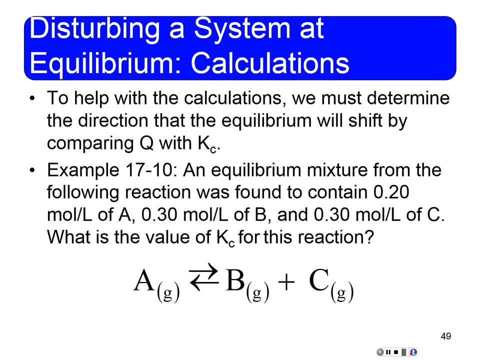The first thing that we're going to do, if you're not given KC, you have to find it, which we know how to do, right? That's a simple plug it in, products over reactants. Here it says we have an equilibrium mixture. So we've placed A, or really A, into a vessel, and it formed B and C, and we waited long enough for it to be at equilibrium.